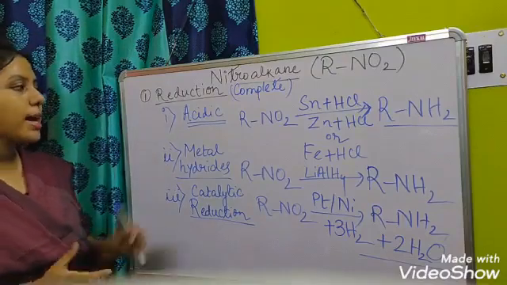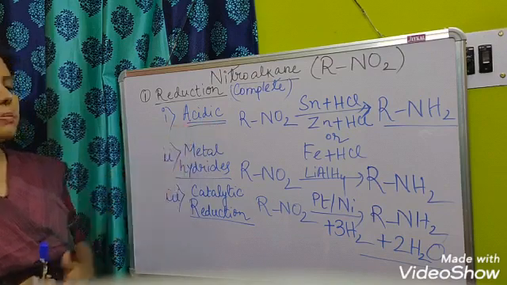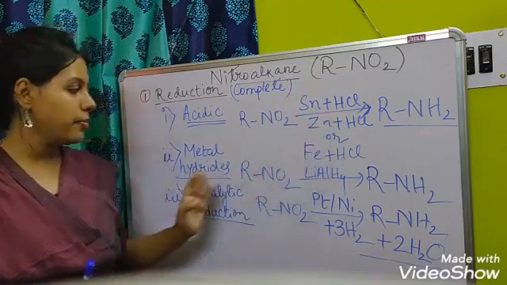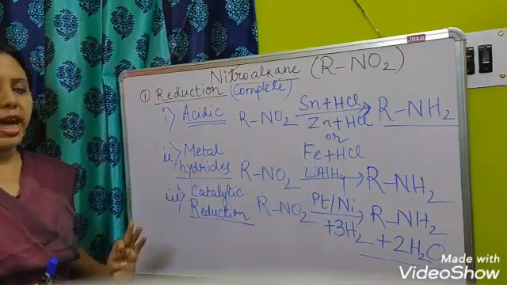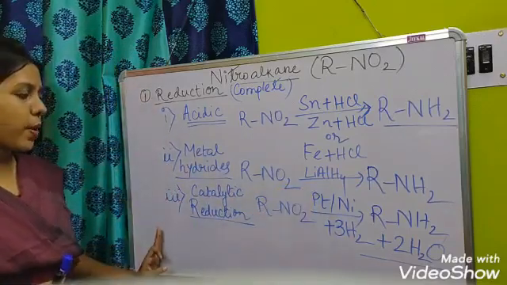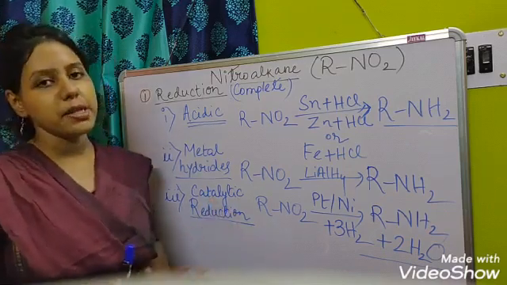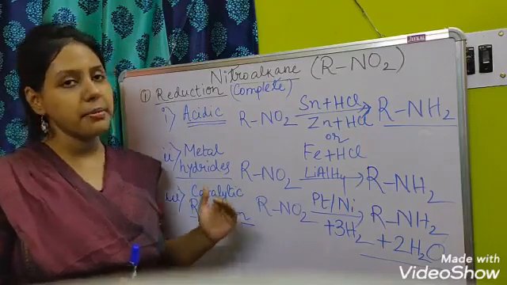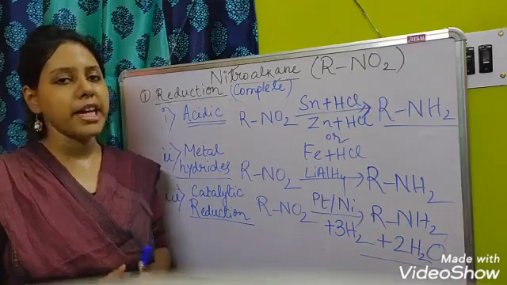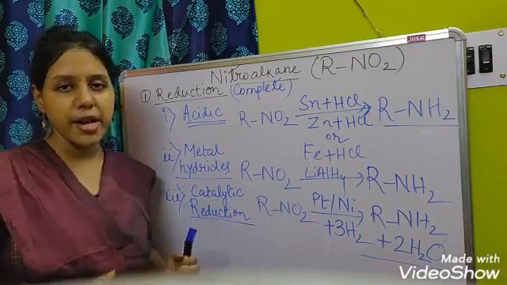Okay, so these all are the examples of complete reduction. The first one, in the acidic medium, where we are using tin, zinc or iron in presence of HCl. In the second one, we are using metal hydrides, just like lithium aluminium hydride. And in the third one, we are doing catalytic reduction, that means reduction in presence of catalysts like platinum, nickel. Okay, so in all 3 of these cases, we will get primary amine as the main product. Clear? Next one, that is partial reduction.